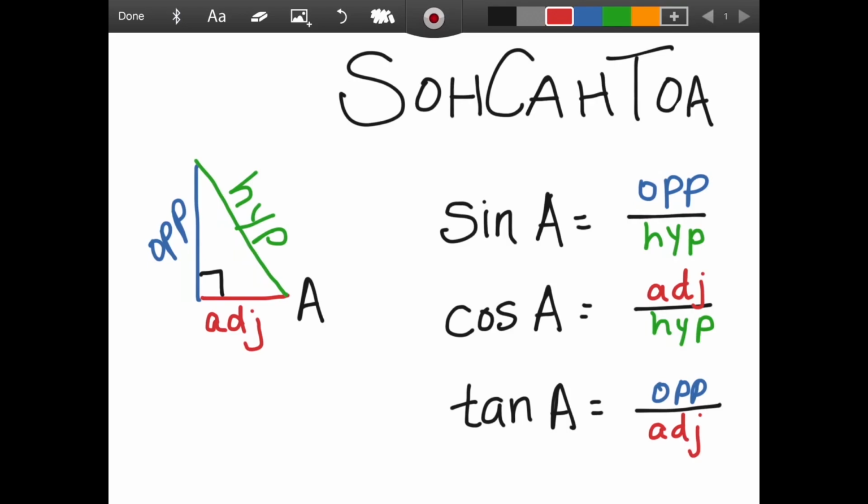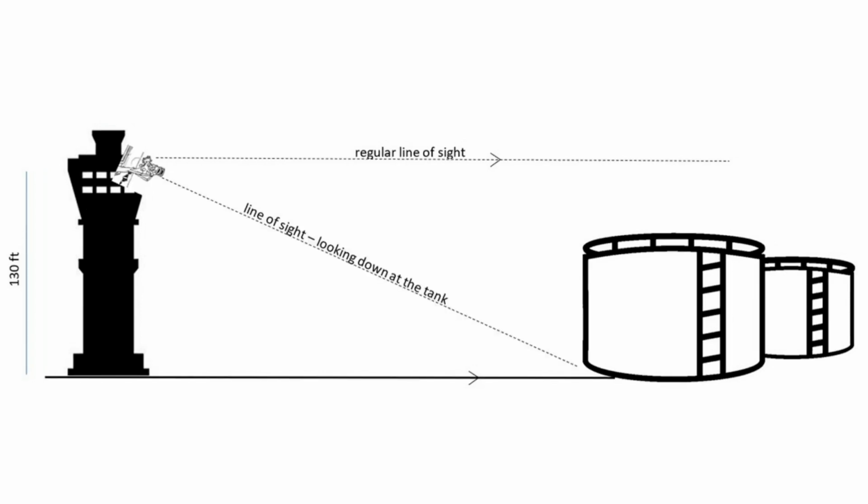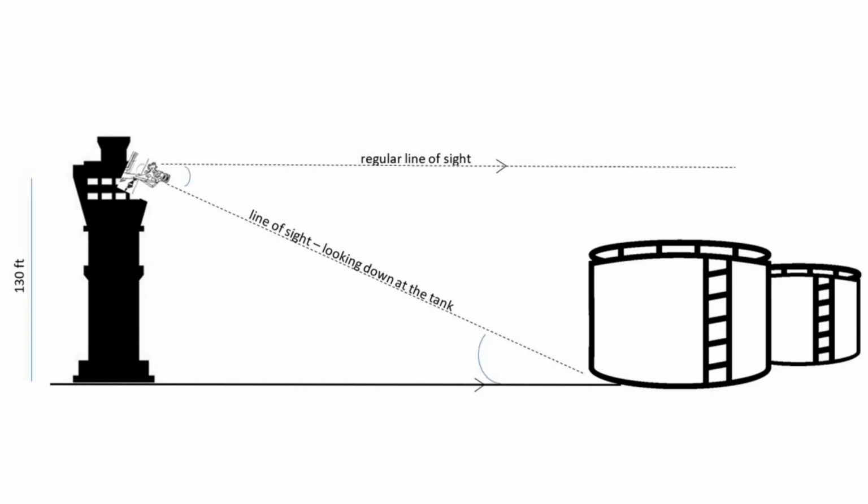So for our first problem, we have a security guard who is working in an observation tower, and he needs to go do a check on one of the tanks in just a little while. He's looking out across in his regular line of sight, which is parallel to the ground. But when he looks down toward the tank, you notice an angle of depression is formed. He wonders how far away it is to the tank when he has to go make his check.